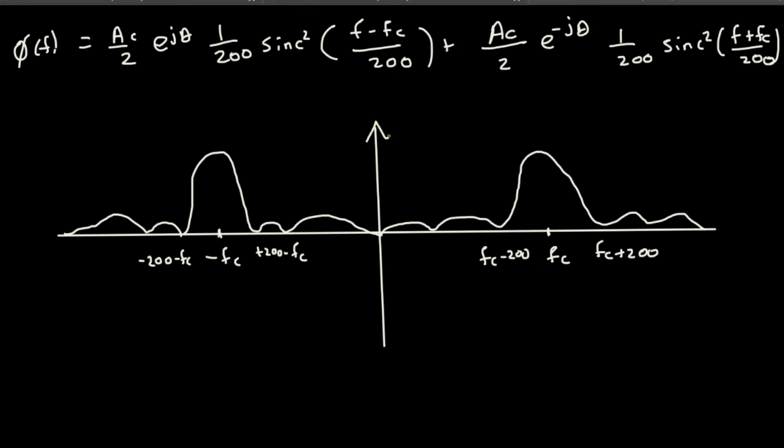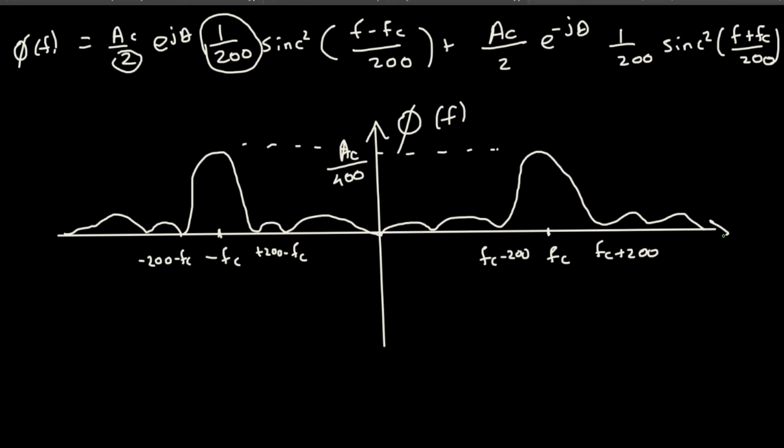And this one is the diagram of phi of f, and the height is AC over something. Okay, so here the amplitude is the height, but here we also have 1 over 200 and then this 2, so totally we have 1 over 400. AC times 1 over 400 is the amplitude, so that's going to be the height. Okay, and this one is the frequency domain picture.